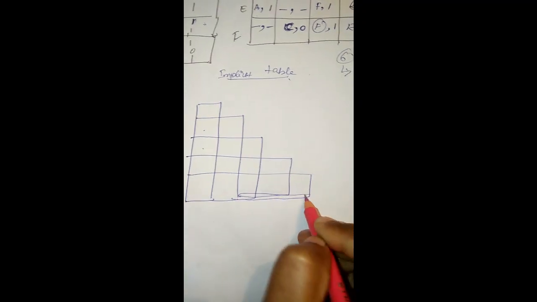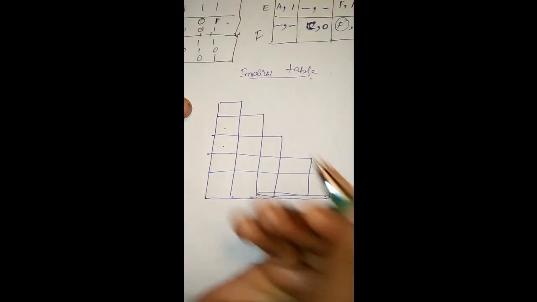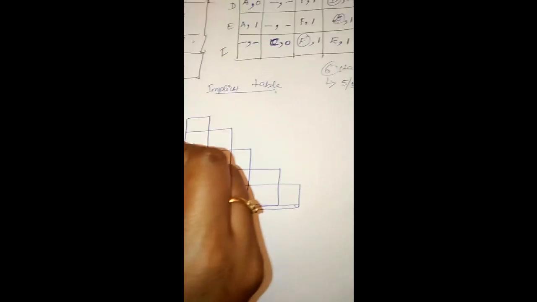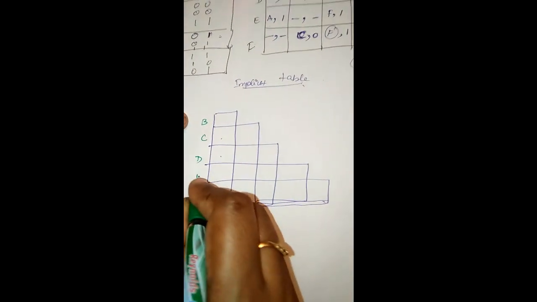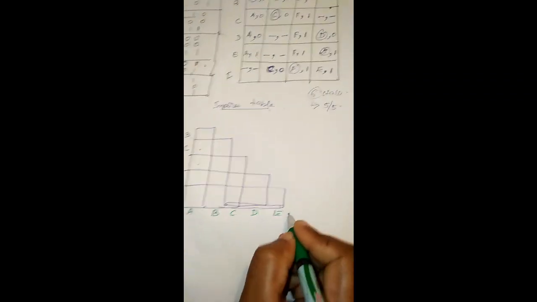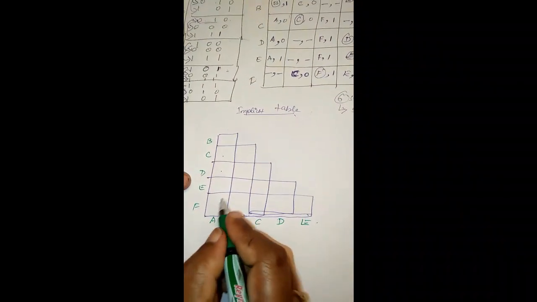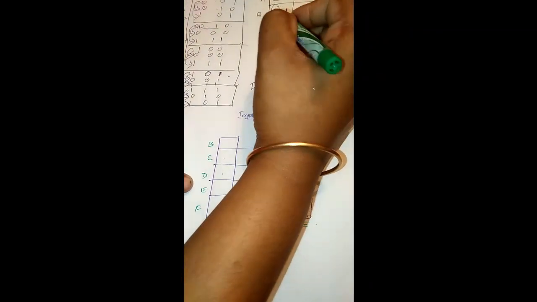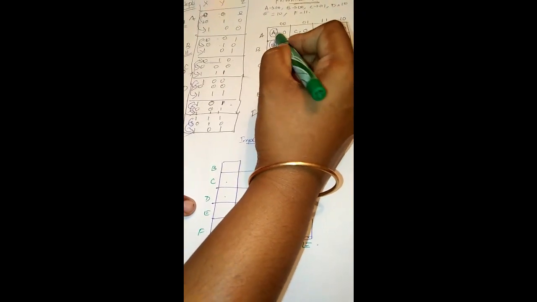1 2 3, so here you will get one more. Here I should start from B, C, D, E, F, and here it is A, B, C, D, and E. Now just compare A with B. When you're comparing A and B, all the positions have to be the same.